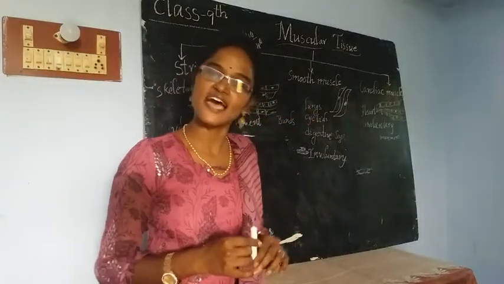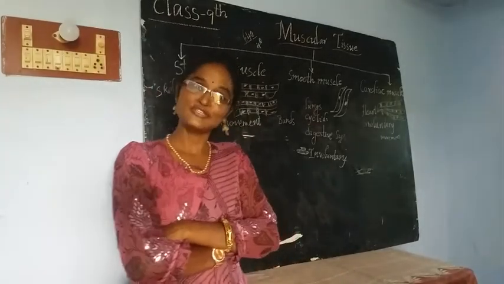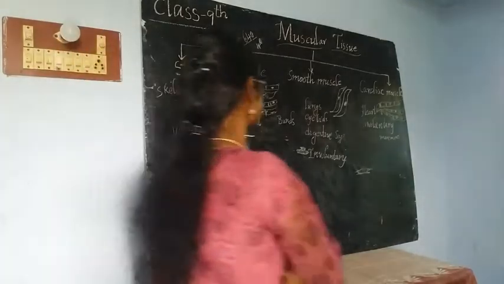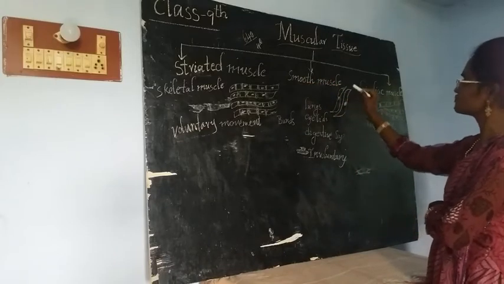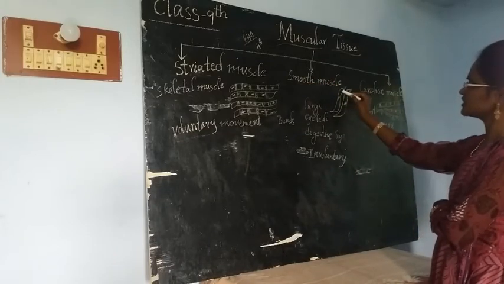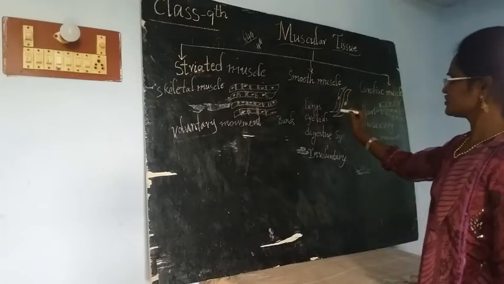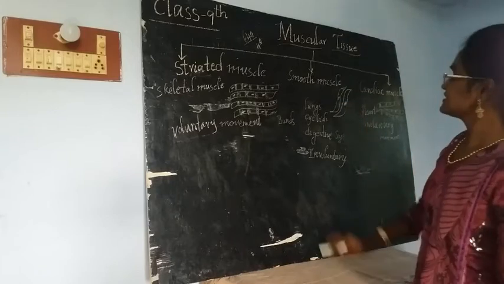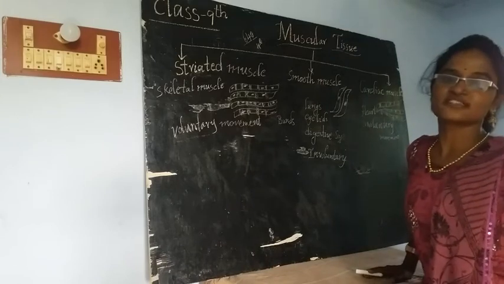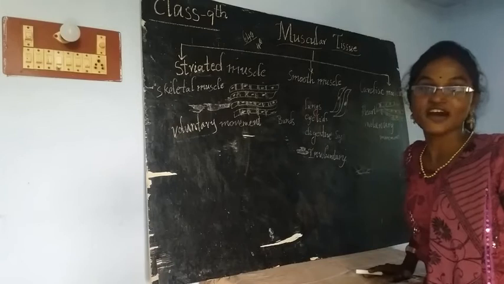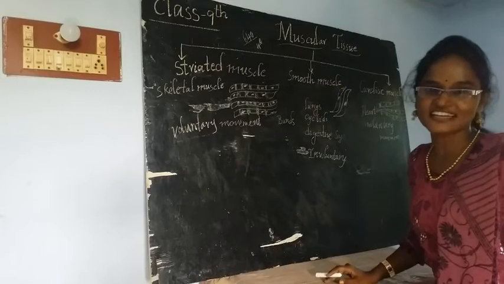Then move to the next muscle, that is smooth muscle. What do you know about smooth muscle? Why are we calling this muscle smooth muscle? Yes, as the name suggests, smooth. Whenever you see the structure of smooth muscle, it is very smooth without striations. There are no striations or bands. It is also called unstriated muscle or non-striated muscle, because these muscles do not have any striations inside the cell.